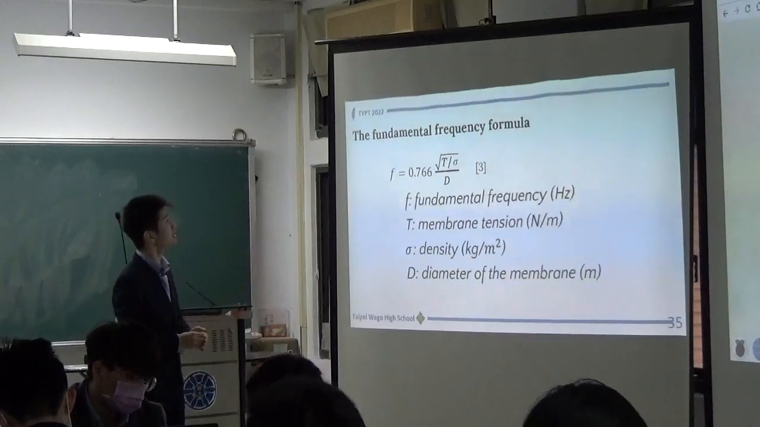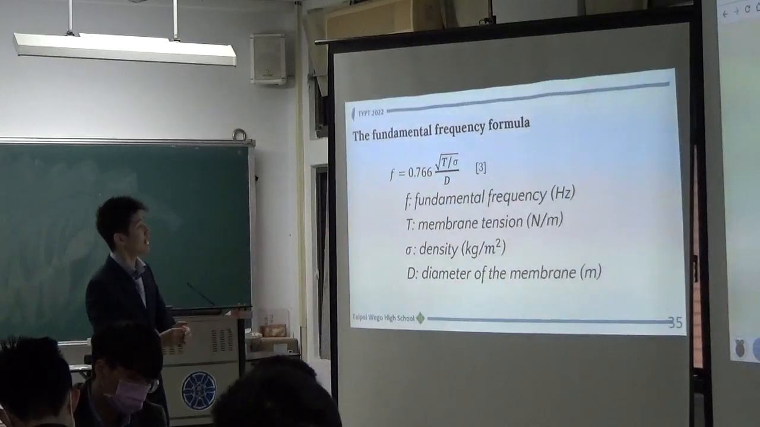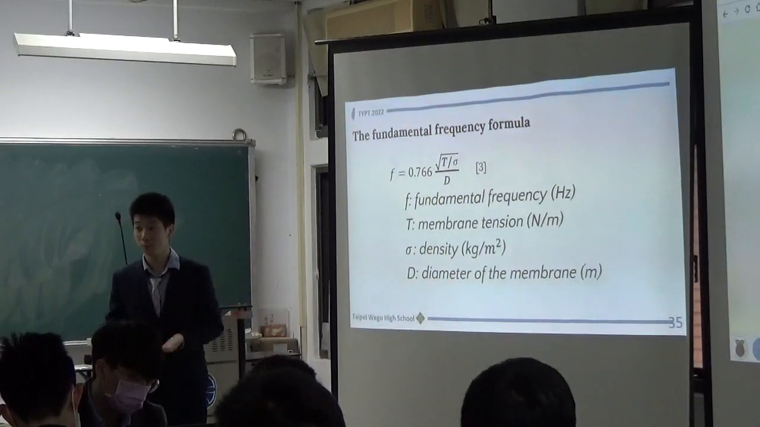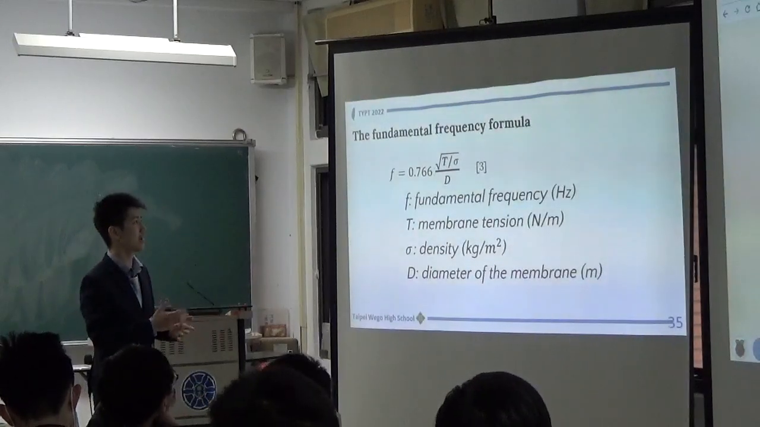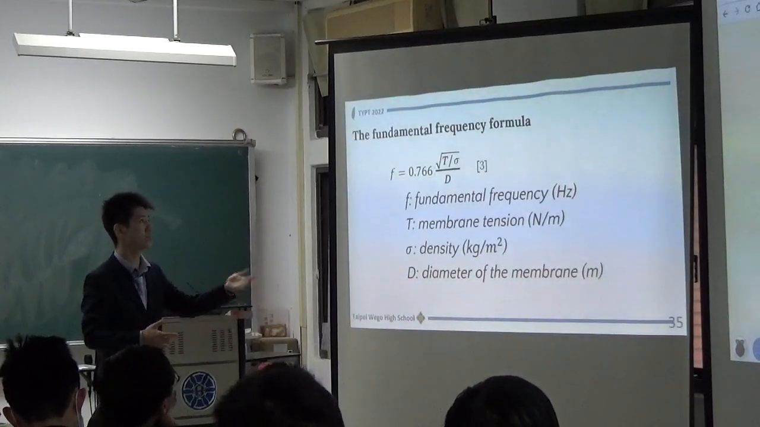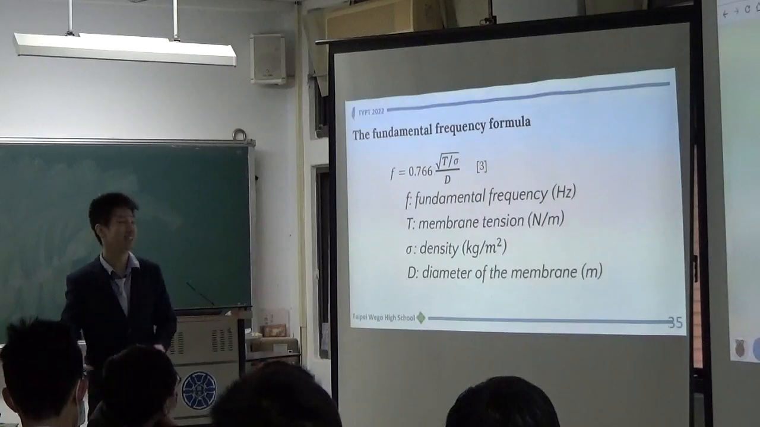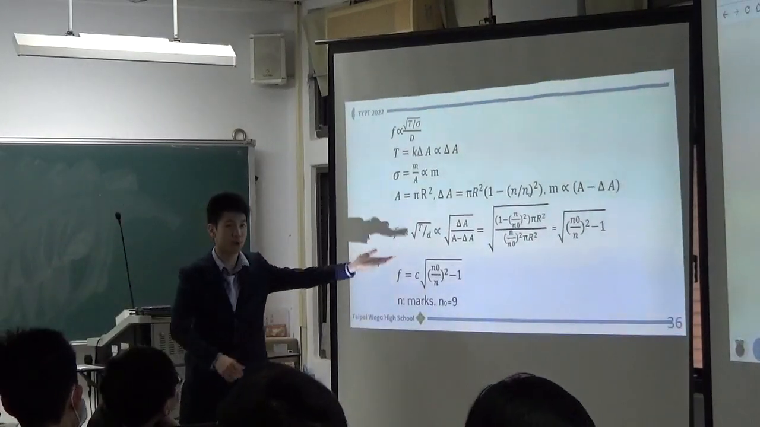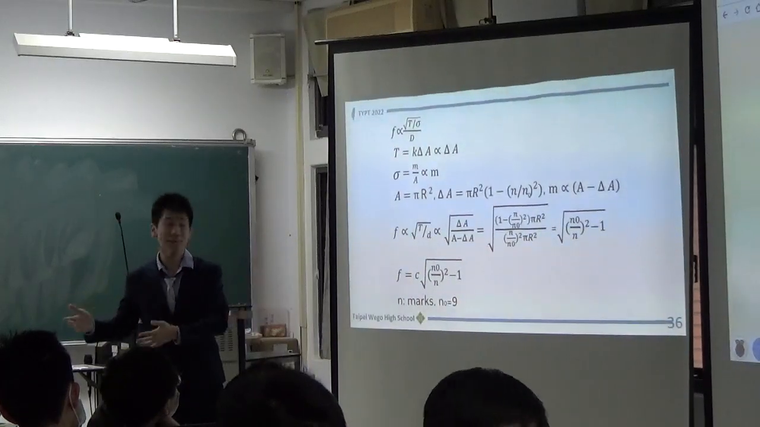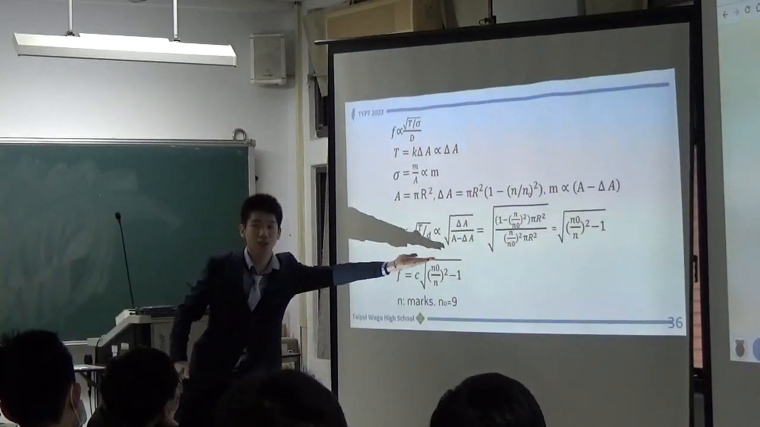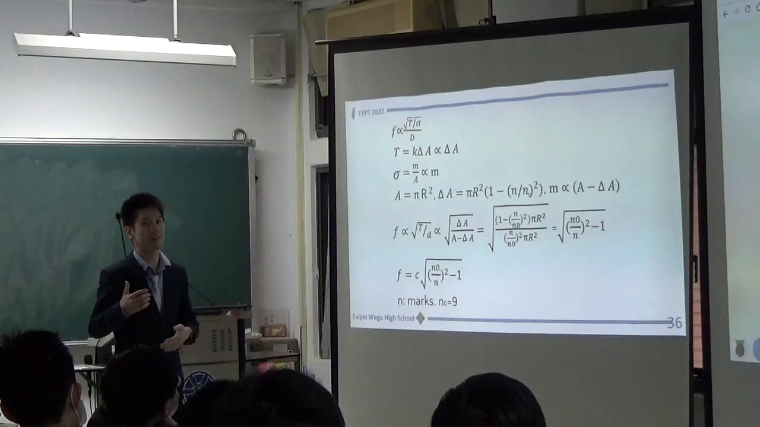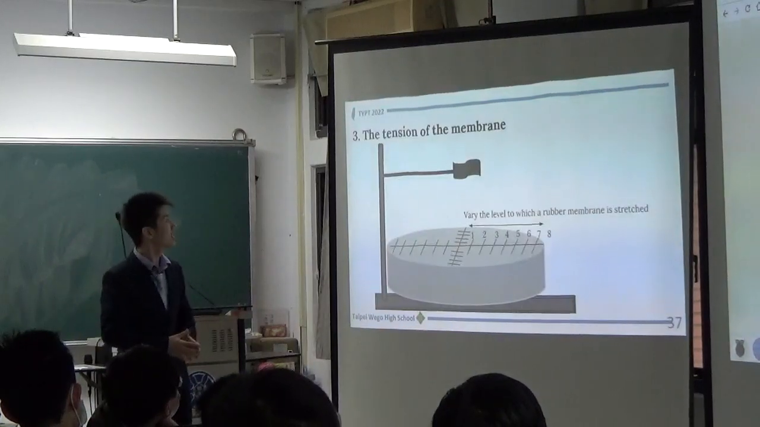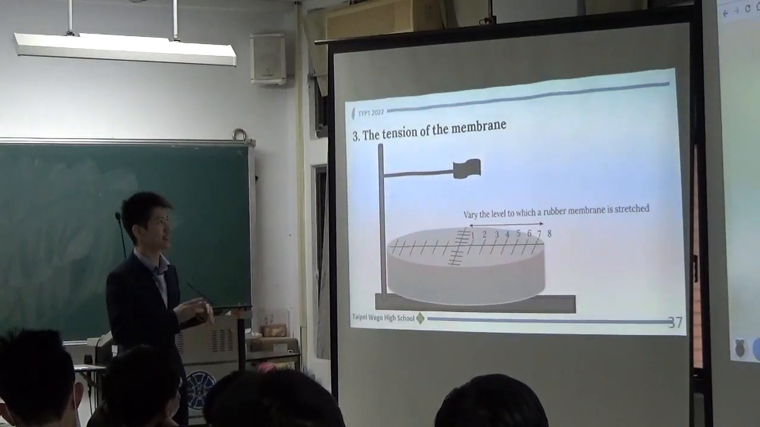Here's the fundamental frequency formula, and this is an empirical formula. By this, we can calculate the fundamental frequency of the membrane. After calculation, we get that the fundamental frequency is proportional to the root of the change in area over the area minus the change in area. So this will be used in our further analyses. Here we do our third experiment, which is the tension of the membrane.